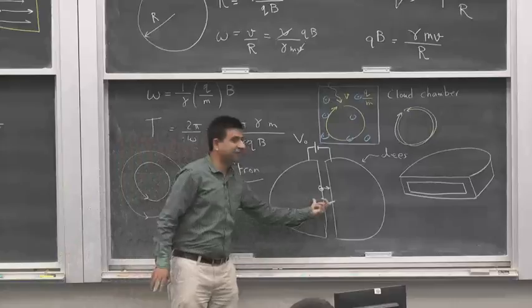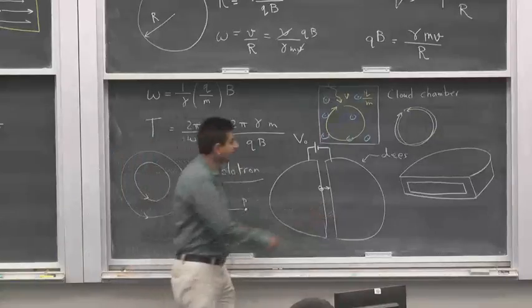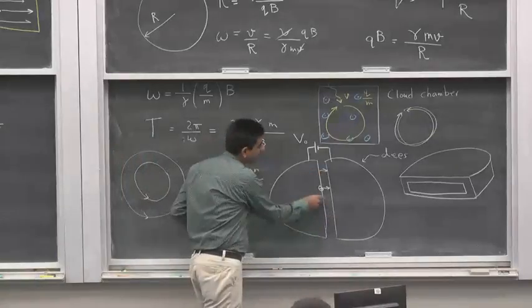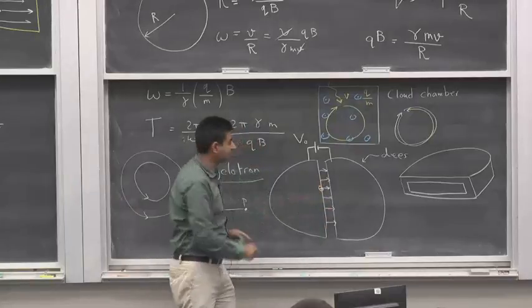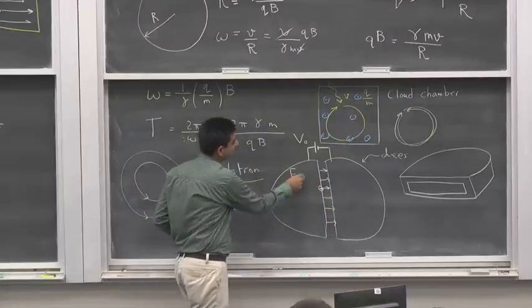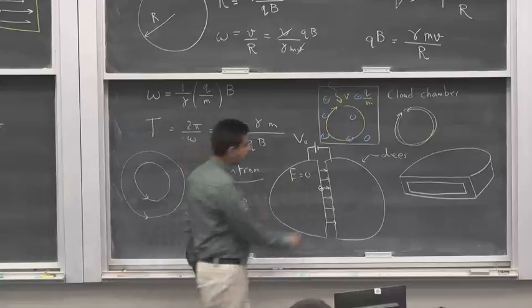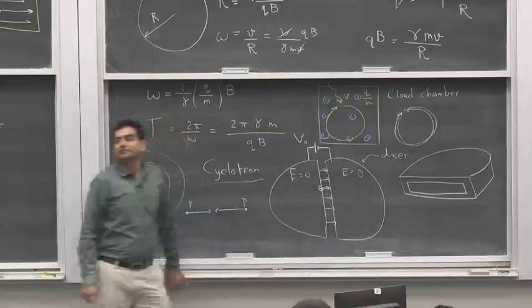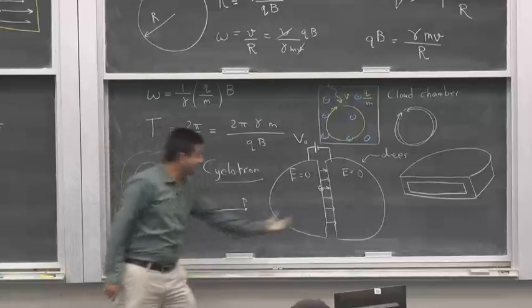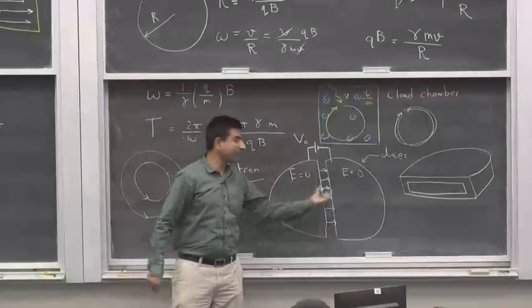But there's a potential difference. So this is just like a capacitor. There will no doubt exist an electric field in between, but there will be no electric field inside the Ds because it's a conductor. So E will be 0 here, E will be 0 here. This gap is really small, but still an electric field will exist inside this gap.